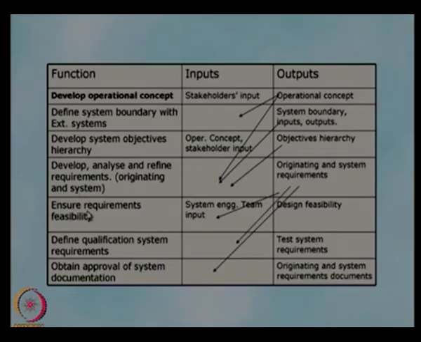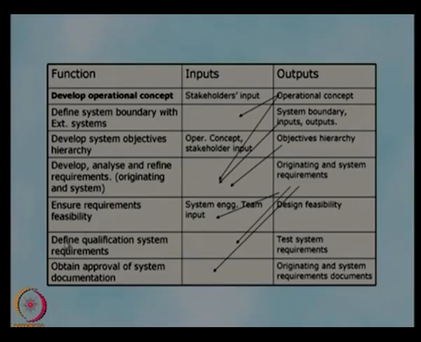Then we go for an analysis of these requirements to ensure that they are feasible and they meet the requirement. That stage is ensure requirements feasibility. Here the system engineering team input is important, because the system engineers know whether the requirements really meet the customer needs. So, the system engineering team input as well as the originating and system requirements become the input here, and then we do a design feasibility analysis.